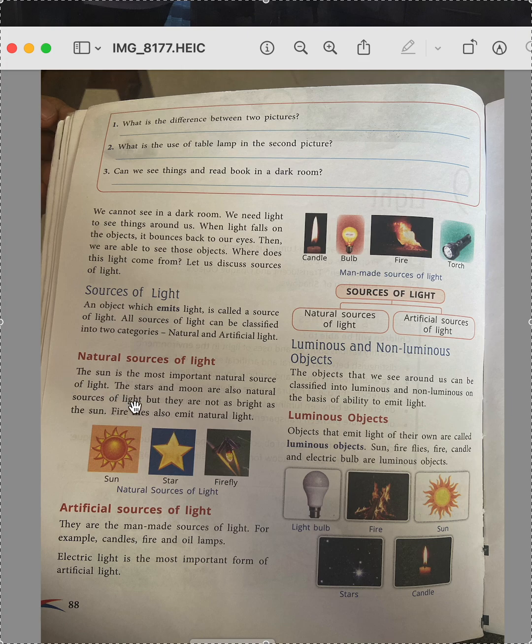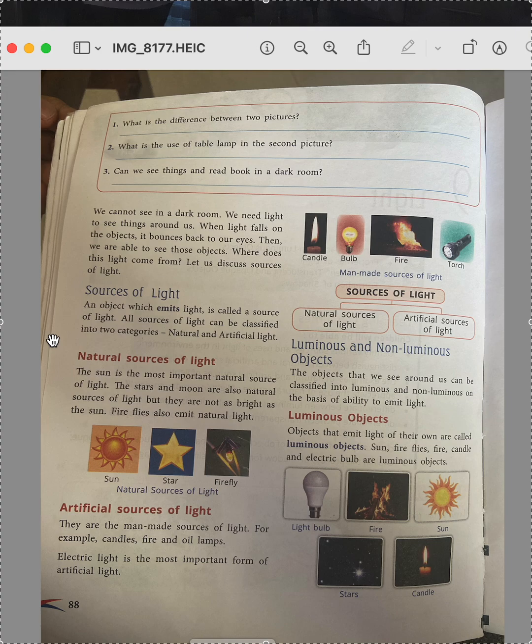Okay. Now, let's discuss the sources of light. An object which emits light is called a source of light. Now, what do you mean by emit? Emit means to give out. Just turn the pages, go to page number 93. You have those keywords. Emit means to give out, something which gives out. So, an object which gives out light or emits light is called the source of the light.